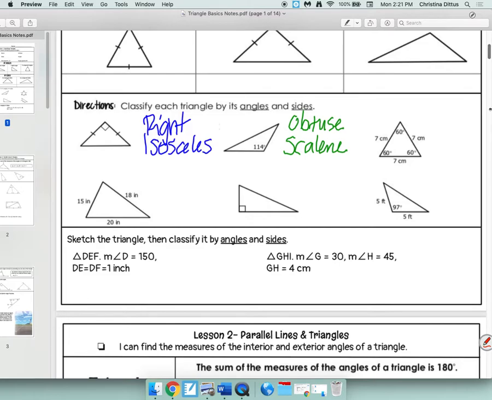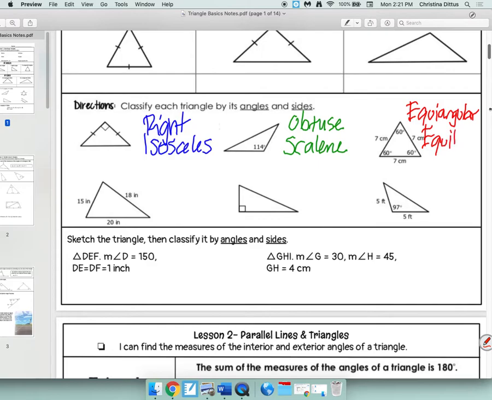The next one. What kind of angles do I have? Acute. What else? Yeah, you're equiangular. So all of my angles are the same, so they are equiangular. And then, what about my sides? Equilateral, yeah, they're all the same too.